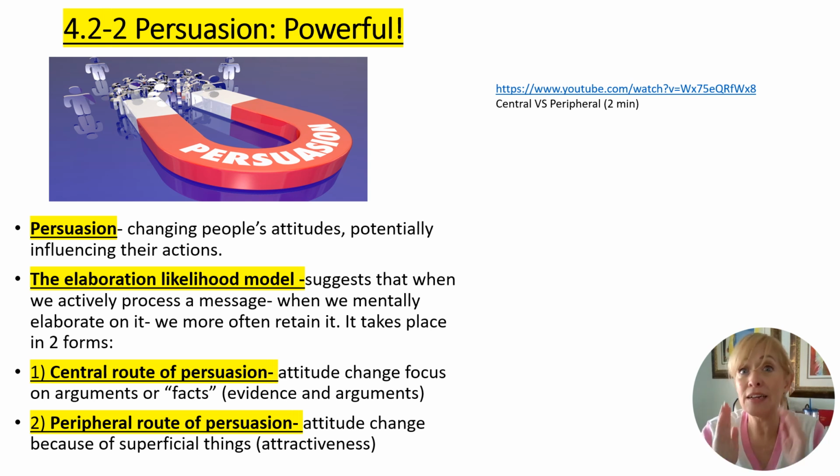So remember, central is data and facts. Peripheral is everything on the outside. That's the pretty face or a famous person.